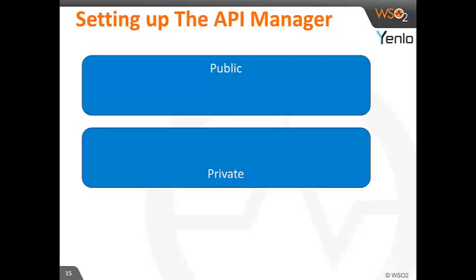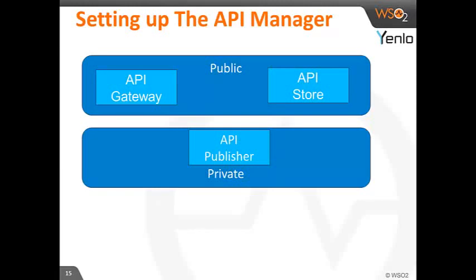So how did we set it up with our clients? Of course, you can split the API Manager into three components: the API Gateway, the API Store, and the API Publisher. We place the API Gateway and the API Store on a public service, which is the DMZ. This way, the clients can use the API and can subscribe to an API. The publisher, no client needs to access this component, so we put it on a private network.